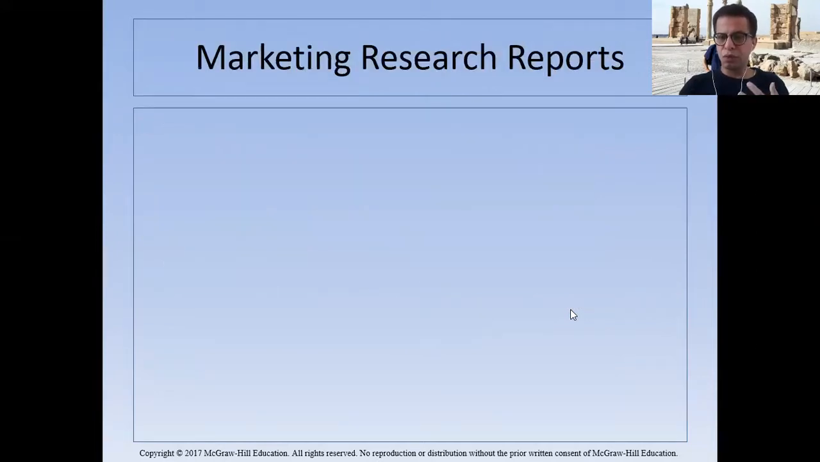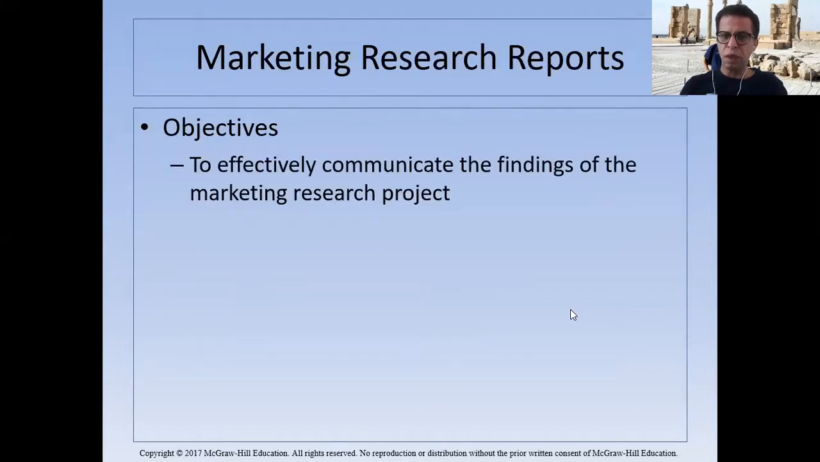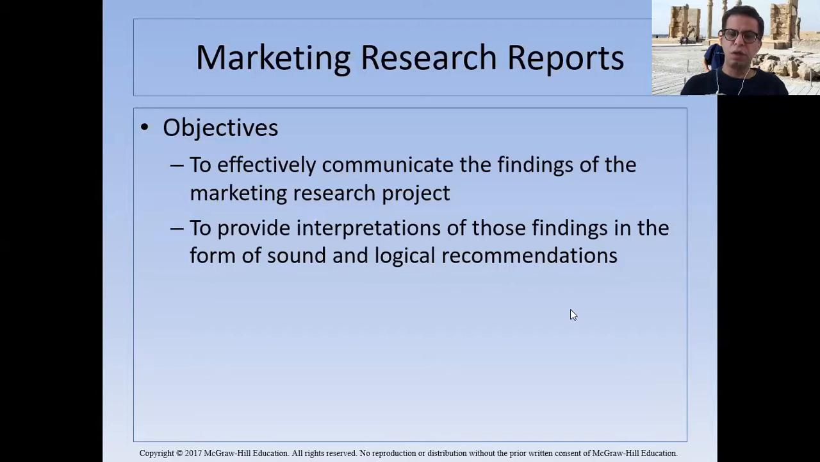Now, the marketing research report has to be objective and effectively communicate the findings of the market research project. So you need to find a way to effectively communicate your findings to the management, and to provide interpretations of those findings. As we said earlier, there are lots of managers who don't understand what a chi-square is, what a t-square is, what these things are.